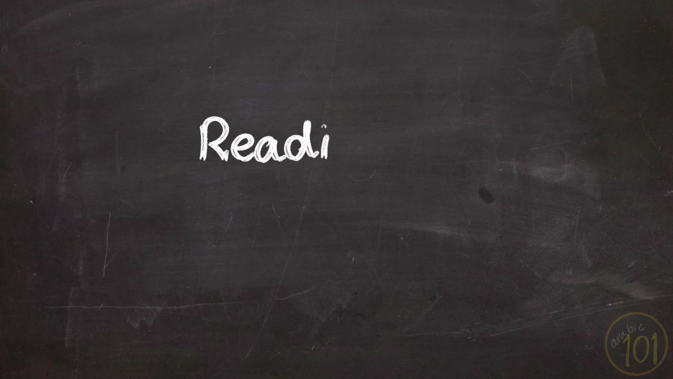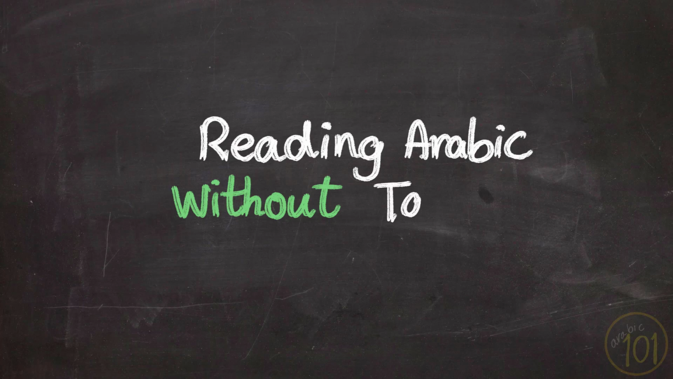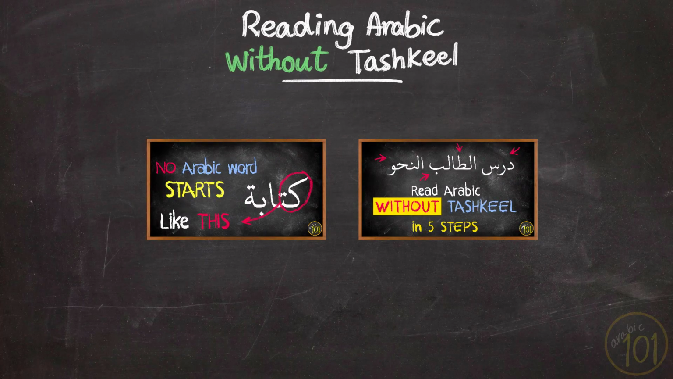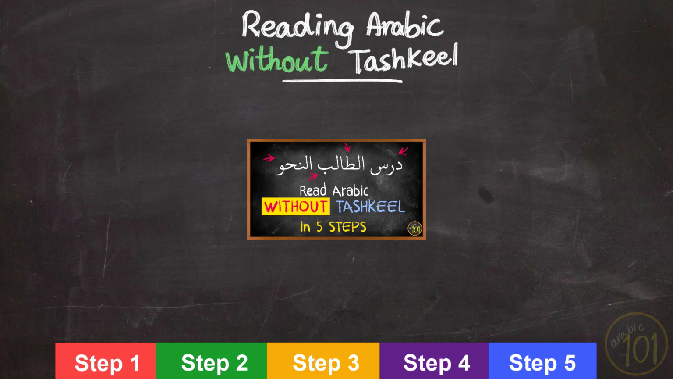This is the third lesson of the lesson series about learning how to read Arabic texts without tashkeel. In the previous two lessons, we have set some important foundations on how to acquire this skill. And we did that through following 5 steps, which will be the main focus of this lesson. So if you still haven't watched that lesson yet, or want to refresh your memory, then I highly recommend that you do that before proceeding with this one.